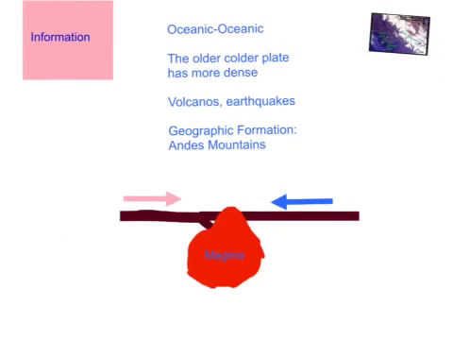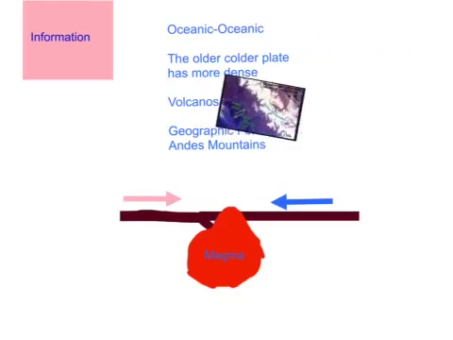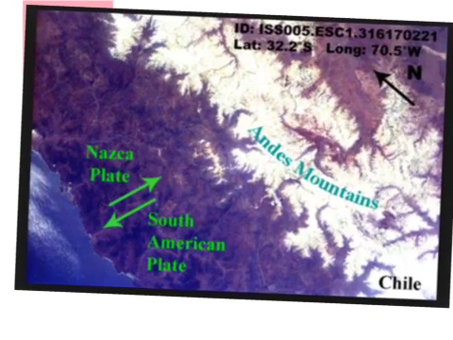We are going to talk about oceanic. Oceanic is where the older, colder plate is more dense. They are formed by volcanoes and earthquakes, and they are in the Andes Mountains. If you look at this picture right here, you can see the Andes Mountains right in here. And there's Chile. And that's where it's at. And this is the actual location of it, like here. And that is where they're located.